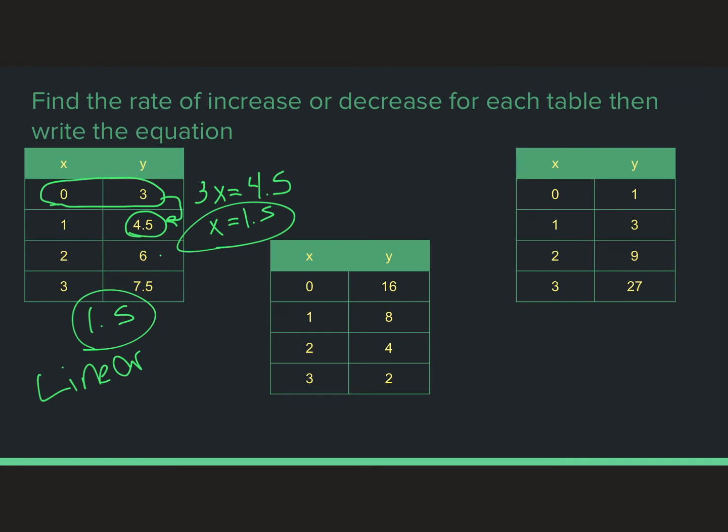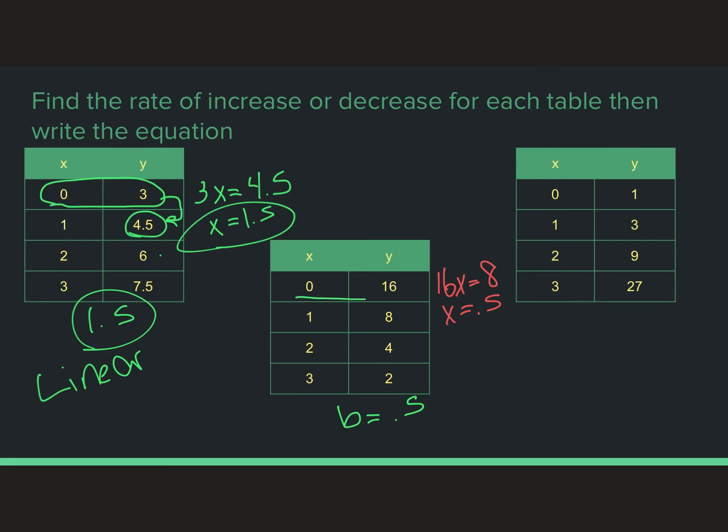16 times what equals 8? If we divide 8 by 16, we get x equals 1/2, 0.5. Well, 8 times 0.5 also gives me 4. It looks like I'm dividing by 2, but remember, we're never dividing, we're multiplying. So here my percentage of change, my ratio of change, b, would equal 0.5, because I would be multiplying by 0.5 to go from each to the next.